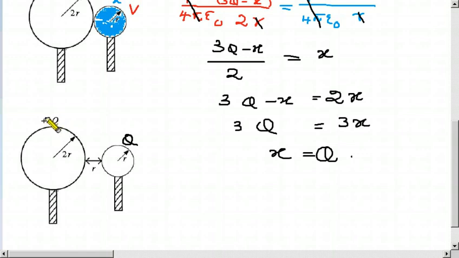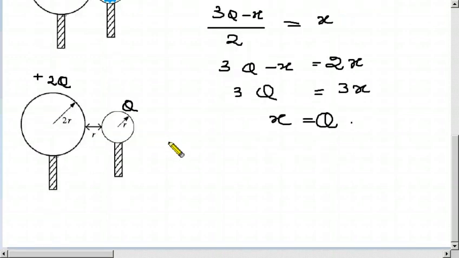Previously this bigger one had 3q, so 1q came to this one, and now the remaining is 2q. Positive 2q is the charge that is remaining on this bigger sphere. So altogether 3q is there. So now we know the charges.